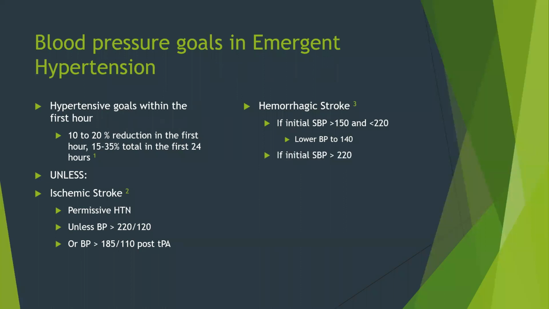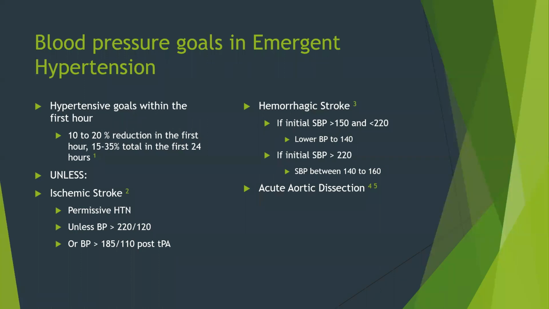There is actually a caveat here. The study that showed you want to lower it to 120 to 140 only studied patients up to 220. So technically it can be a little bit more lax if their blood pressure is higher. UpToDate recommends 160, so I usually just keep that recommendation. But generally for hemorrhagic stroke, you want to lower it to 140.